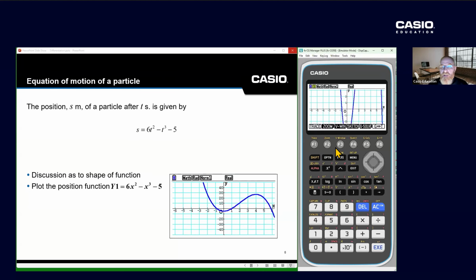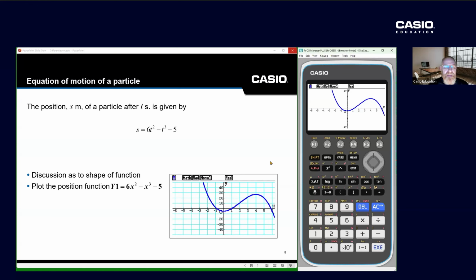I can quickly use view window there. And if I just change the vertical scale, I think it's something like -50 to 50, I exit and draw, and I get something that looks a little bit better. So we've got a complete cubic curve there with the two stationary points and all the roots shown.